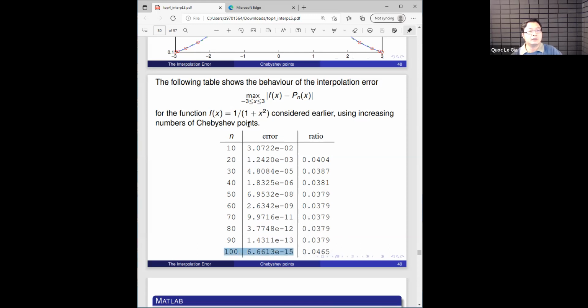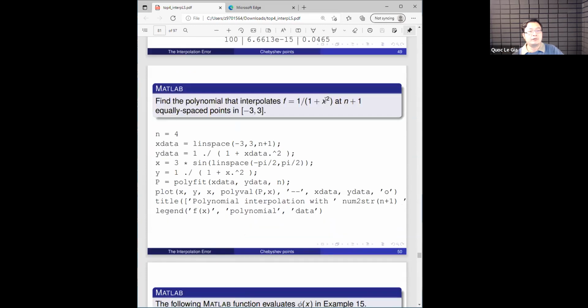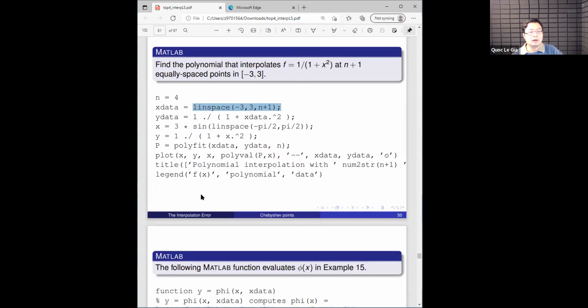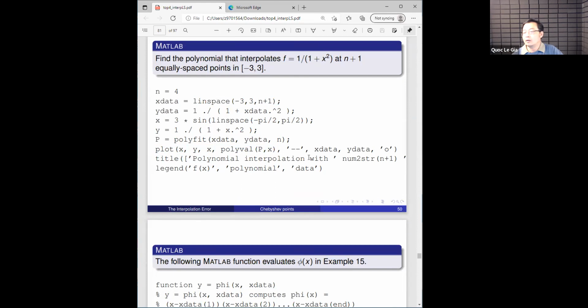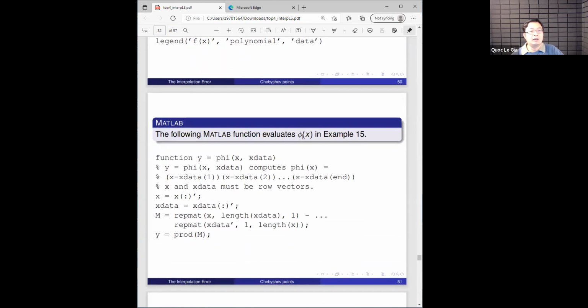Okay, and then this one is just a MATLAB script for how you interpolate the function over the equally spaced points. Here I use polyfit, but you can use the Lagrange form or Newton form. And you saw the command line space already. Okay, and now this one is just a plot. And then evaluate the function phi. Well, you can compute this one.